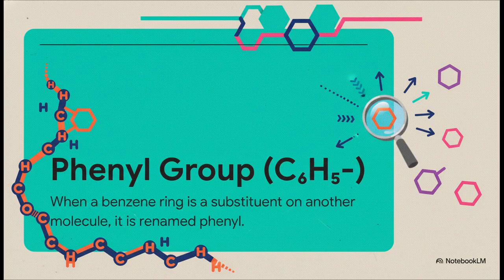Now for a quick perspective shift. What happens when the benzene ring isn't the main character of the molecule? Well, if the ring is attached to a longer carbon chain, the roles are completely reversed. The long chain becomes the parent name, and the benzene ring is now just treated like any other attachment, and when that happens, it gets a new name, phenyl.